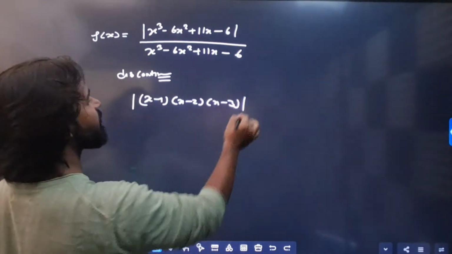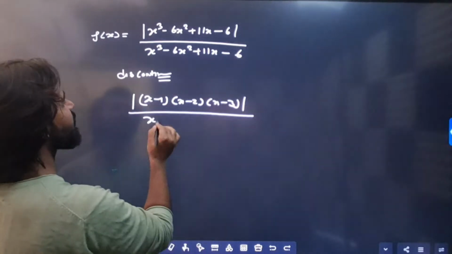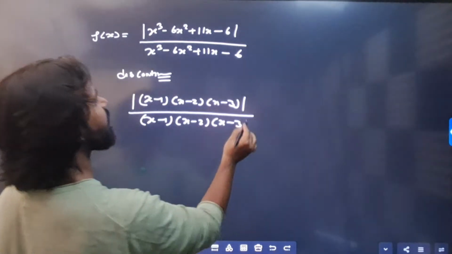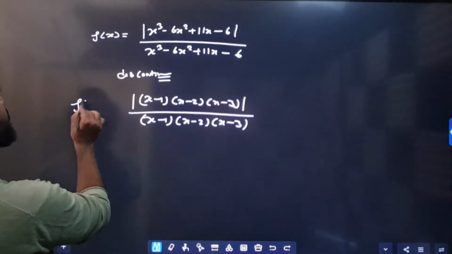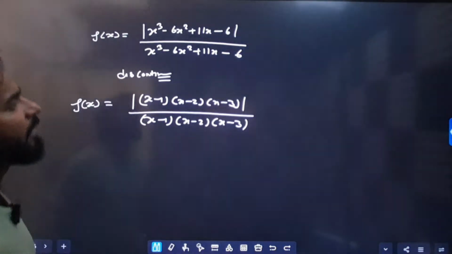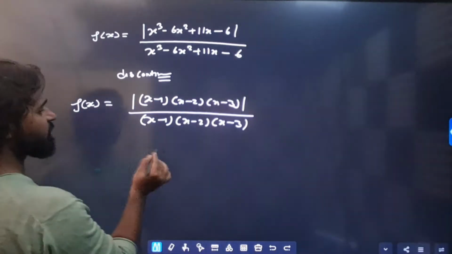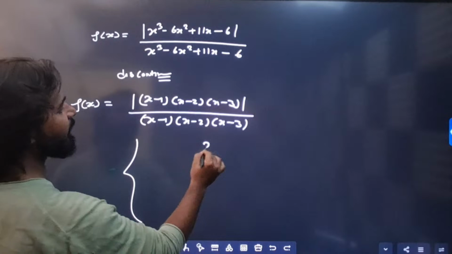So there is this type of factorization: x minus 1, x minus 2, and x minus 3. So it's a function f(x) is equal to that. Okay, no issue, we can solve it easily. The first point is x less than 1.